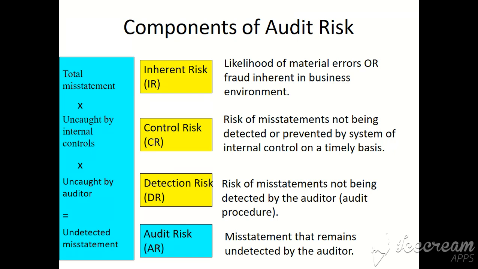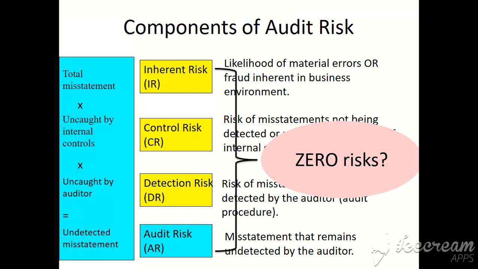So these are the components of audit risk. It's exactly like what we mentioned just now. The audit risk is composed of the function of inherent risk, control risk, and detection risk. My question is, are we able to reduce all these risks so that it becomes zero? No. The answer is no. We are unable to reduce them to zero, but what we can do is to choose the internal controls which can reduce the risk.